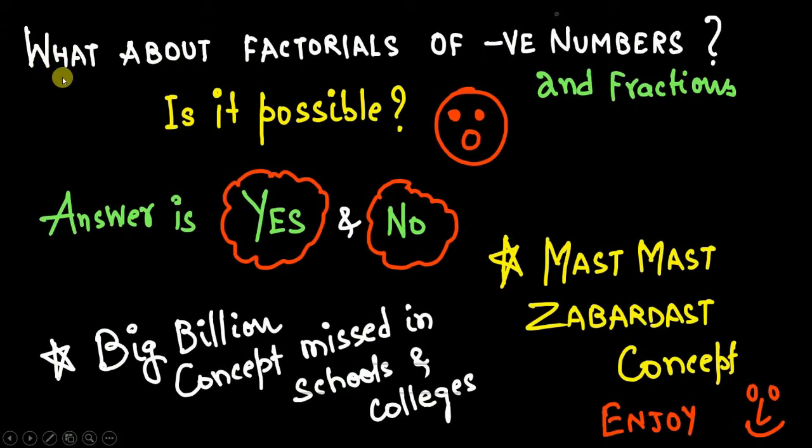Now you will be asking, sir, what about the factorials of negative numbers and fractions? Sir, is it possible to get them? My answer is, dear students, yes, this is possible, as well as no. Now, I'll be giving you a big concept which is generally missed in schools and colleges. It's a very fantastic concept. So I hope you will enjoy this.